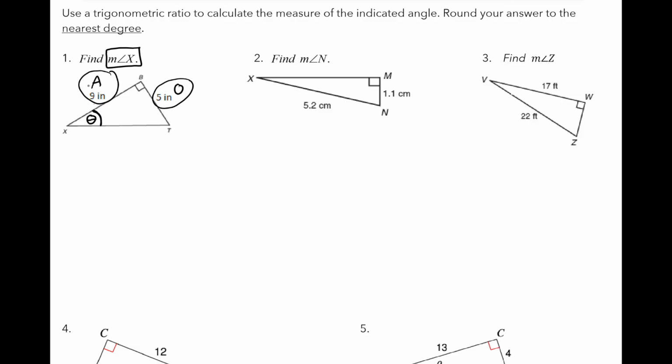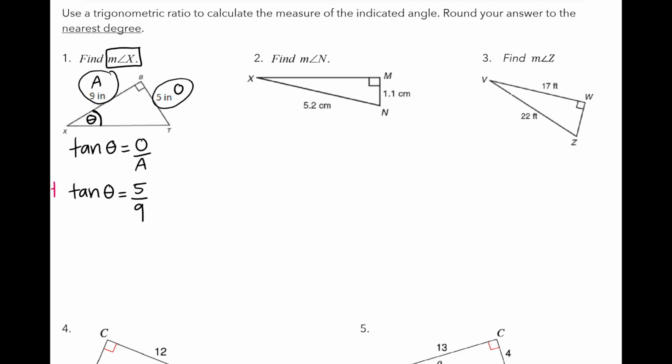O and A go with tangent. Tangent of theta equals the opposite over the adjacent. Well, I don't know what theta is, so I still have tangent of theta equals, but I do have O and A, 5 and 9. Now what I need you to remember is that tangent is not a number, it's a function. So you have to do the inverse operation. And the inverse of tangent is tangent inverse.